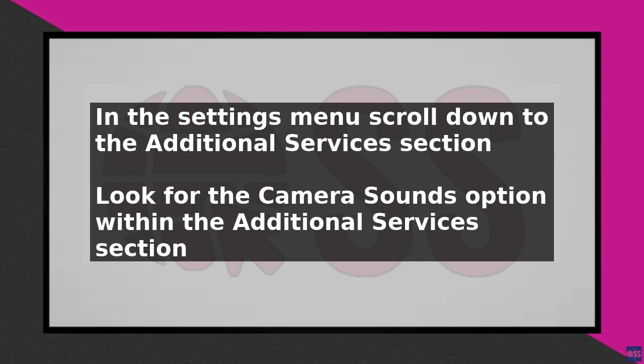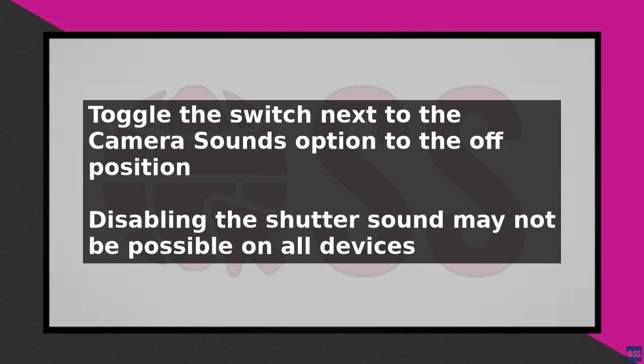Look for the camera sounds option within the additional services section. This option controls the shutter sound that plays when you take a photo or video. To disable the shutter sound, toggle the switch next to the camera sounds option to the off position. When the switch is in the off position, the shutter sound will be disabled, and you will no longer hear the sound when taking photos or videos.